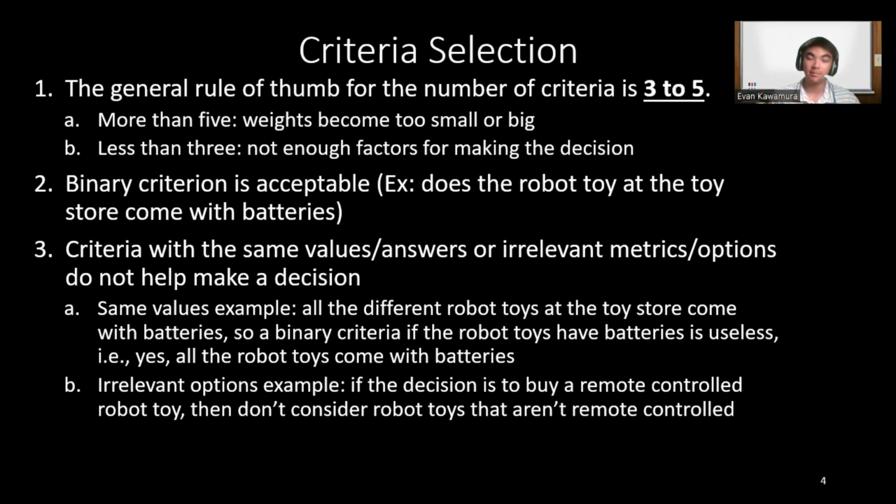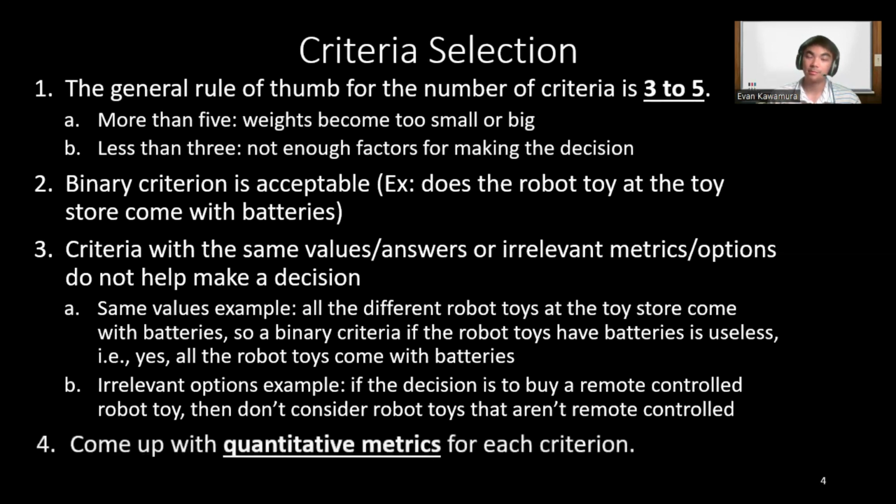So let's look at a relevant options example. If you're trying to make a decision about buying a remote controlled robot toy, then just ignore all the robot toys that aren't even remote controlled. Those aren't going to help you make a decision either. And the most important part, if you forget anything else, is to always have quantitative metrics for each criterion.